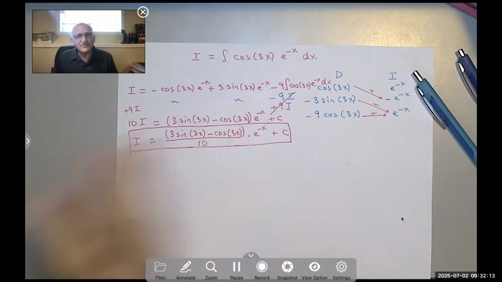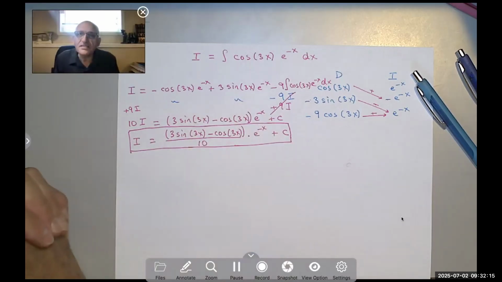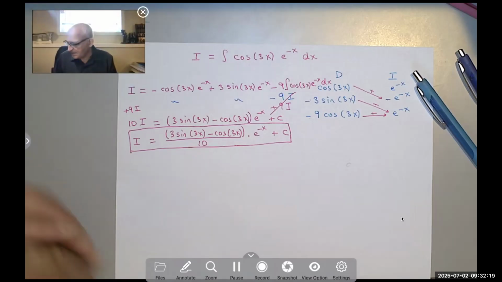And I think this covers pretty much all the cases you will encounter in integrating by parts.